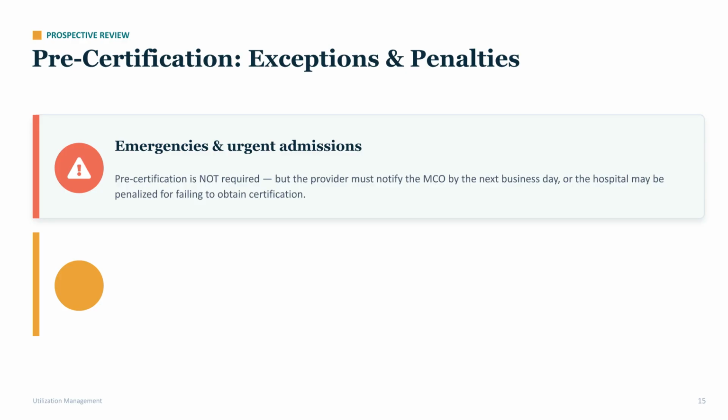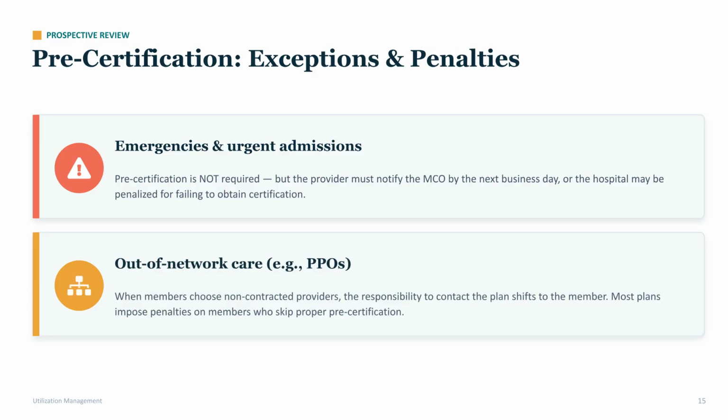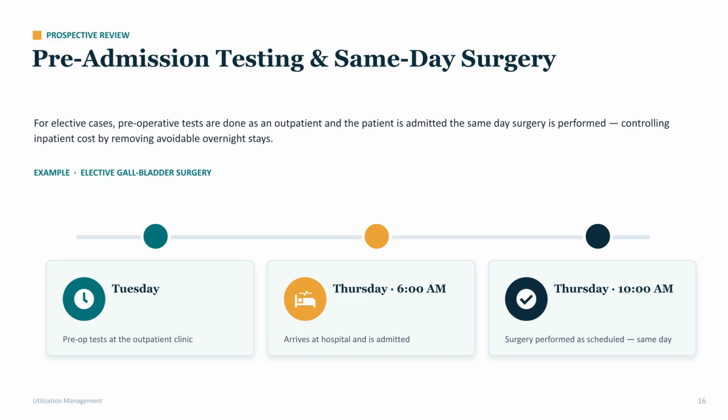Emergencies don't require pre-certification, though notification must follow by the next business day. For out-of-network care, the burden of authorization shifts to the member, and skipping this step can lead to financial penalties. Pre-admission testing and same-day surgery are effective for managing elective cases. By performing tests as an outpatient earlier in the week, hospitals avoid unnecessary overnight stays, effectively controlling costs while maintaining quality.